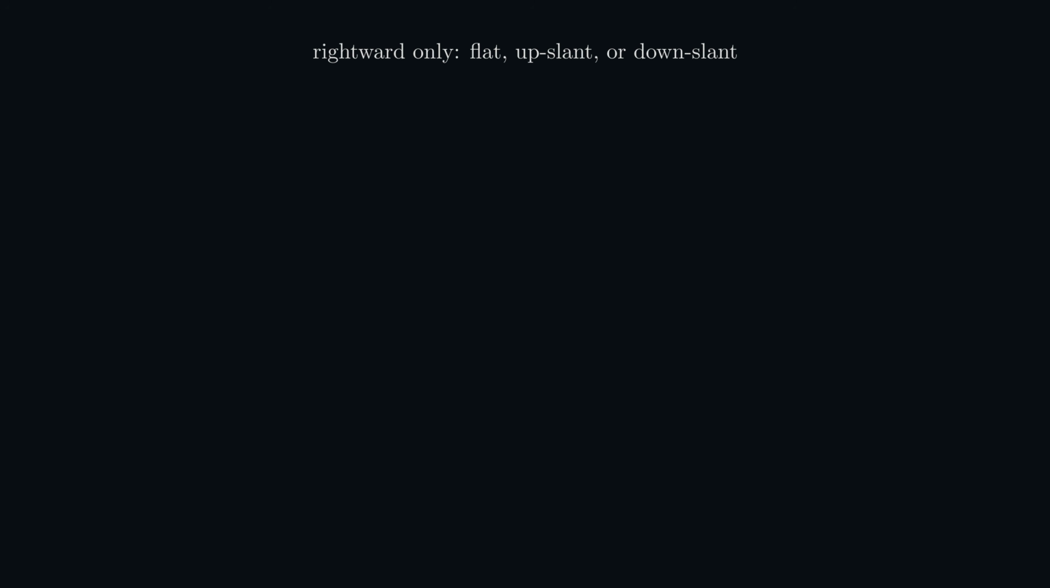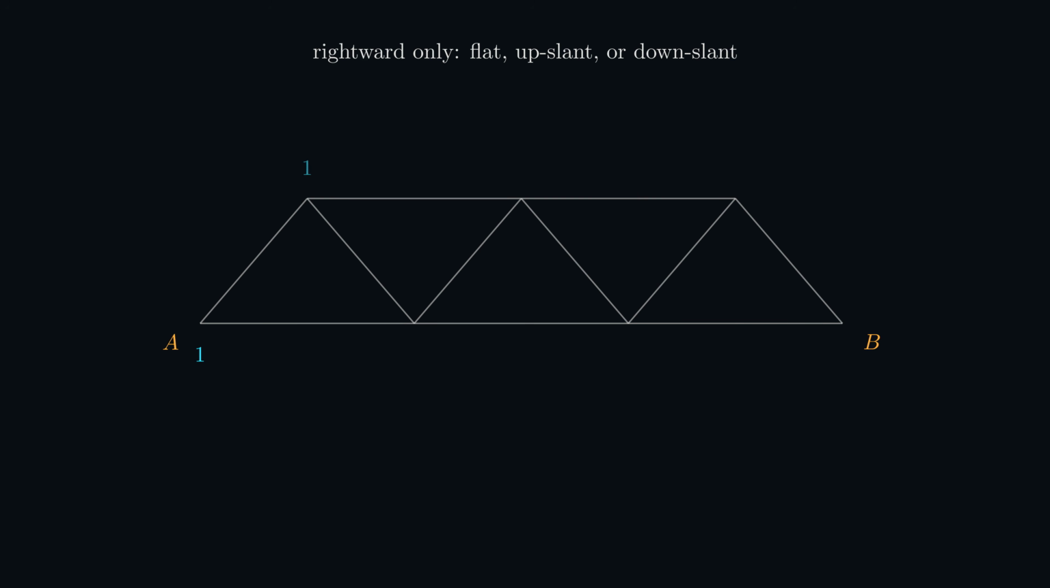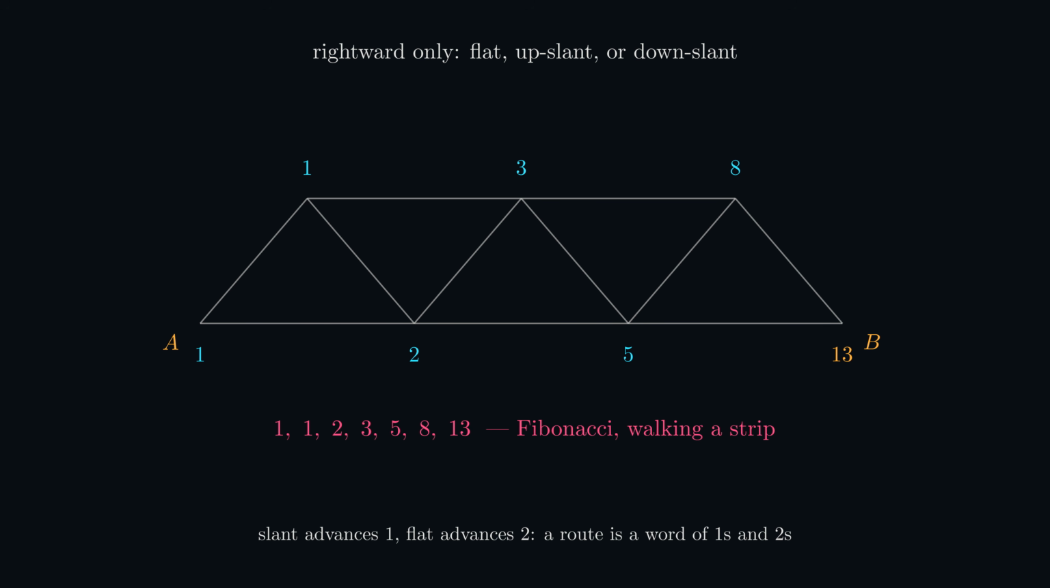Last, a different landscape. A strip of triangles, point up, point down, point up, glued in a row. Walk from the left corner to the right, moving only rightward, flat right along an edge, or slanting up right or down right. Fill in the counts corner by corner. 1, 1, 2, 3, 5, 8, 13. Fibonacci, walking across a strip of triangles.